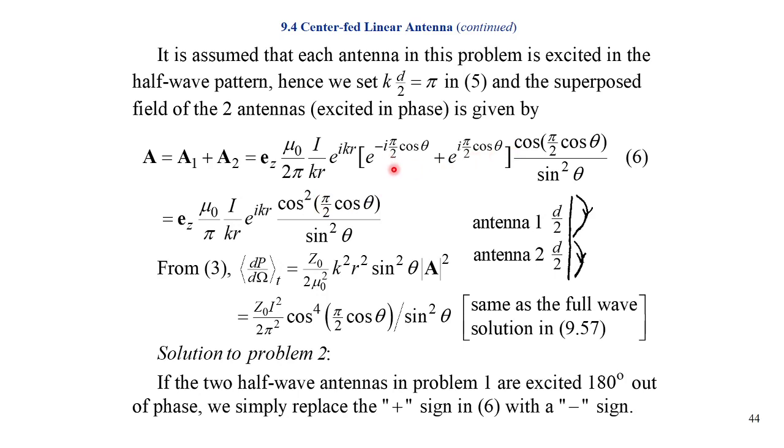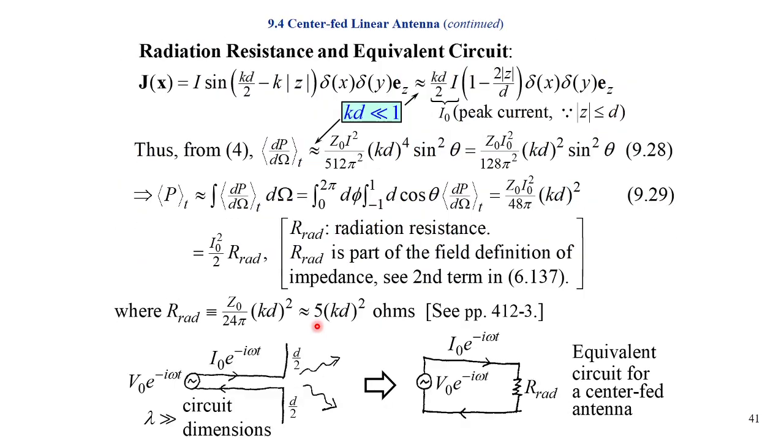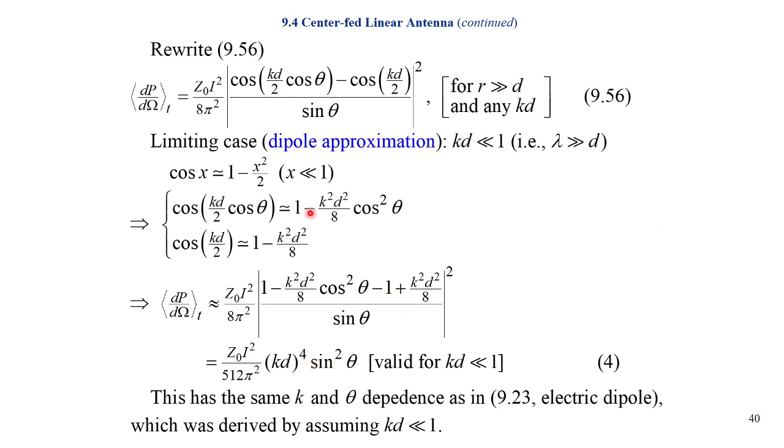And this one gives us a cosine. This one, exactly the same. 2 cosine pi over 2 cosine theta. So we have 2 cancel with this one. So we have mu 0 I over pi kr exponential ikr, cosine pi over 2 cosine theta over sine square theta. Okay, so the angular power dP over d omega is proportional to A squared. Therefore, the result will be this one. Okay, exactly the same as the full wave solution in equation 9.57. Exactly the same. If you don't believe, this one.